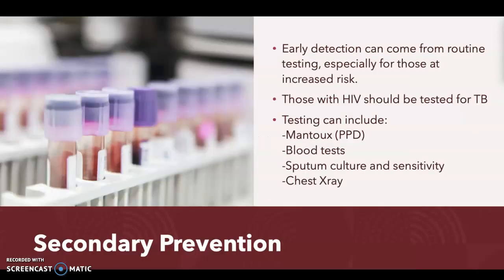Secondary prevention is going to be the early detection coming from testing, especially those that are at risk for HIV. Those with HIV should be tested for TB, and testing can include the Mantoux PPD, which is a skin test that goes intradermally, and it's read within 48 to 72 hours on the induration, which means the hardness that potentially comes up from a reaction. If there's a positive PPD test, it's followed up with a chest x-ray to verify whether it was positive or not, looking for consolidation in the lungs.